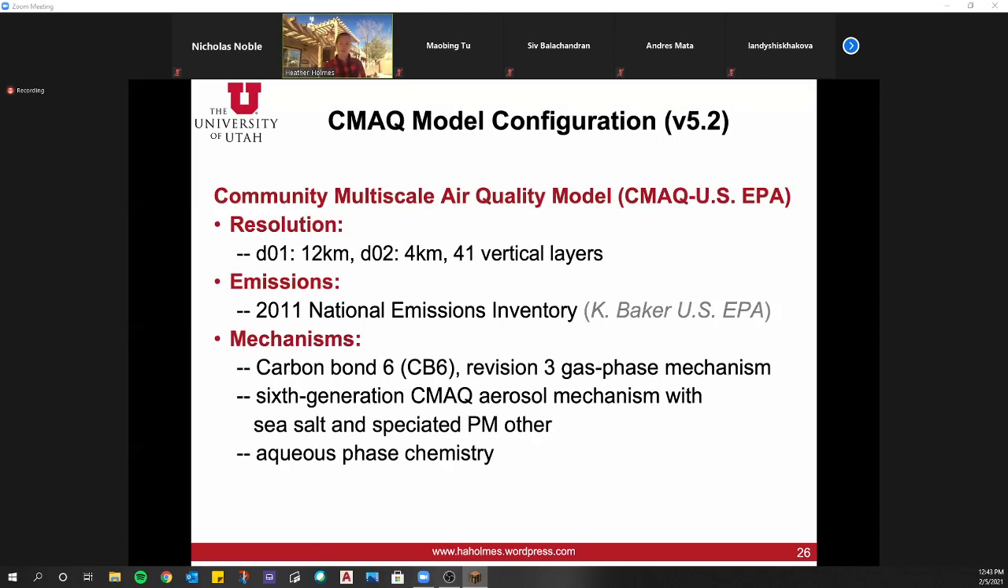Now I'm going to talk about her CMAQ results. She used the same WRF configurations to drive CMAQ, and we got the 2011 National Emissions Inventory data from Kirk Baker at the EPA, and this is the CMAQ details for the chemistry that she used.